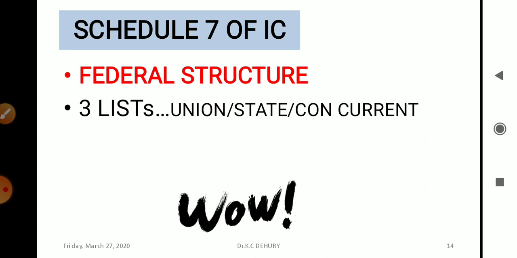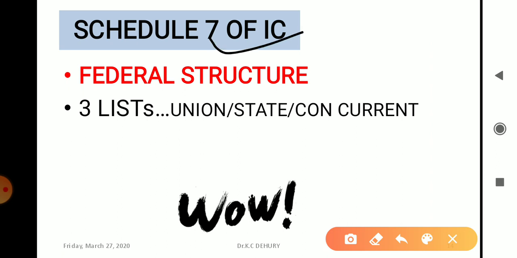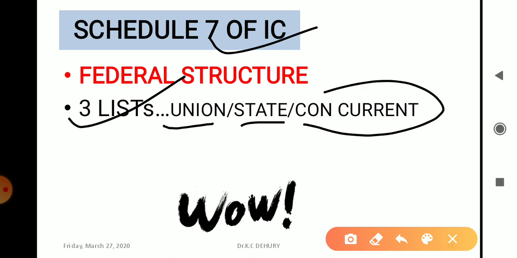So this is the center-state relationship, right? This comes under the federal structure of the Indian Constitution, which is under the Seventh Schedule. Under the Seventh Schedule, in order to maintain harmony and good relations between the state and the center, three lists are there: the Union List, the State List, and the Concurrent List. Under the Union List, the union only exercises its power. Under the State List, the states exclusively exercise power, and under the Concurrent List, both the union and the states can exercise their power. So this is a very beautiful structure that has been laid in the Seventh Schedule of the Indian Constitution.